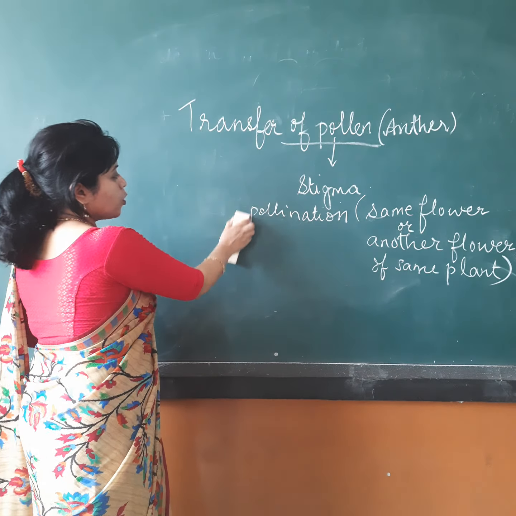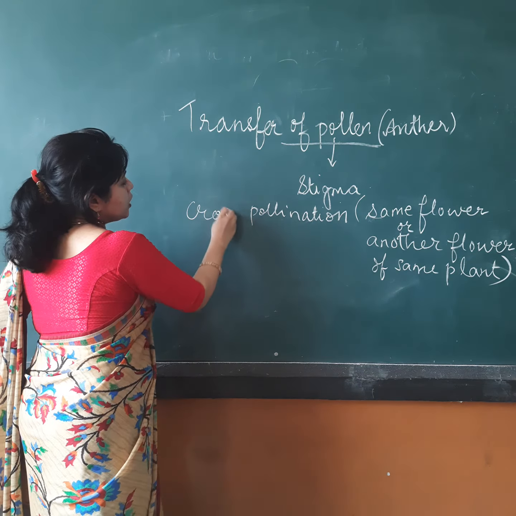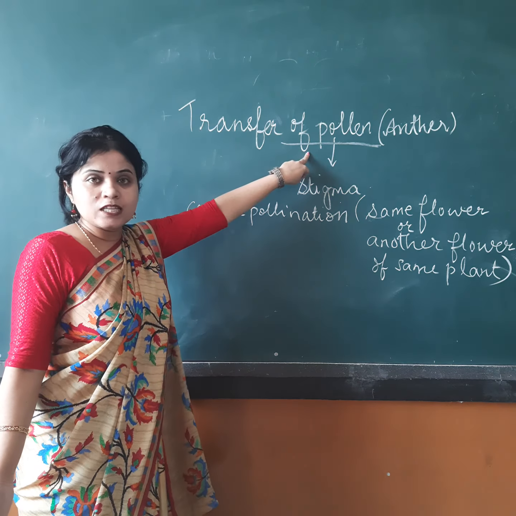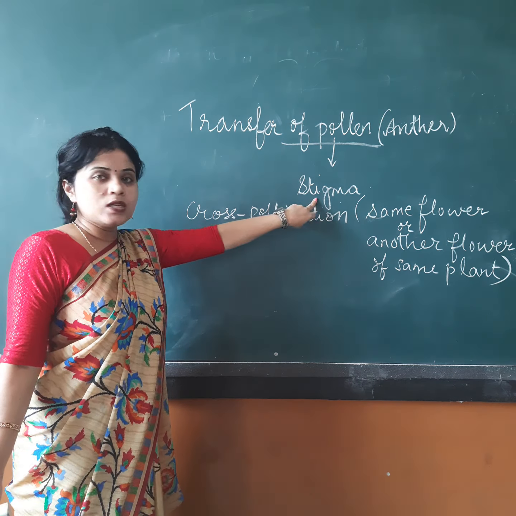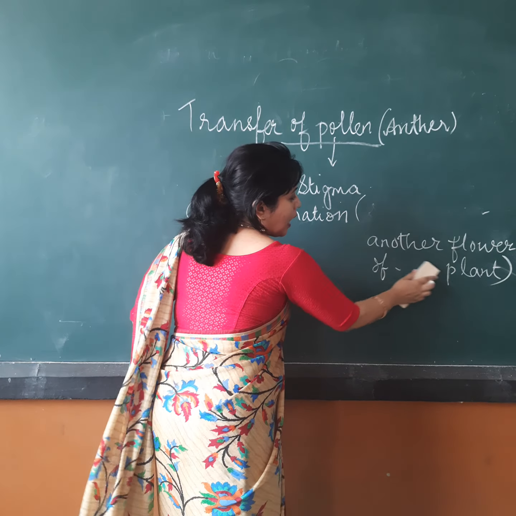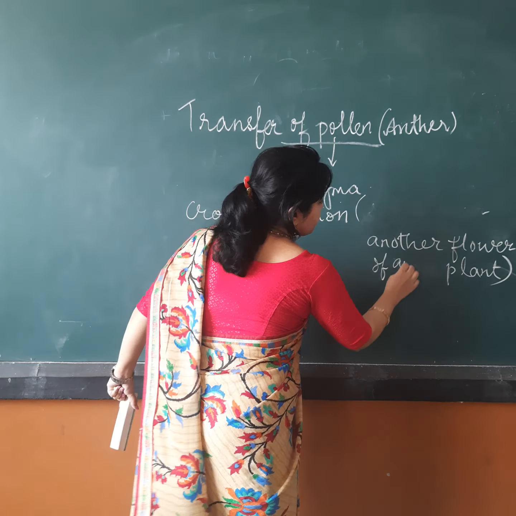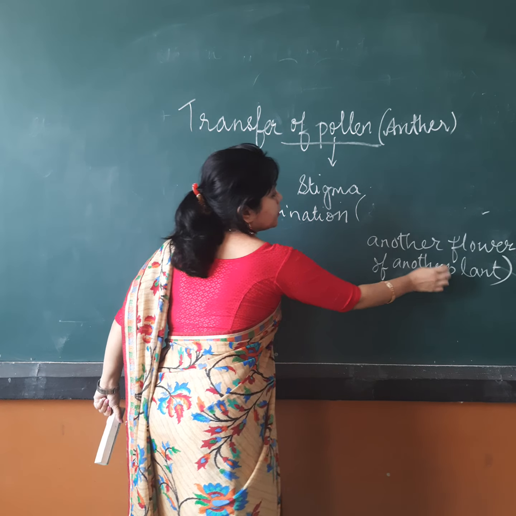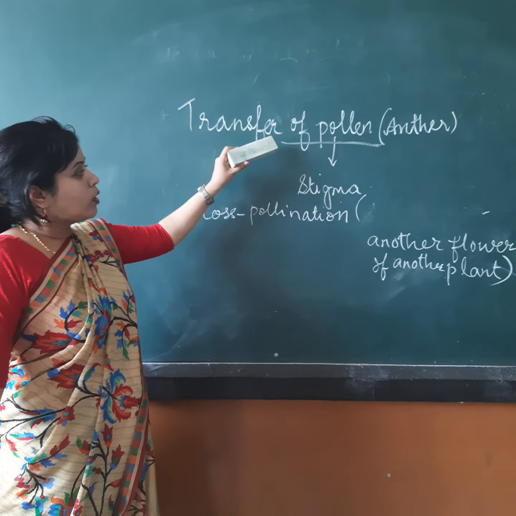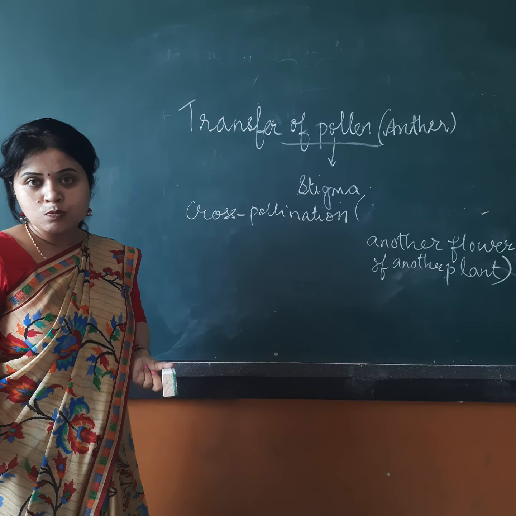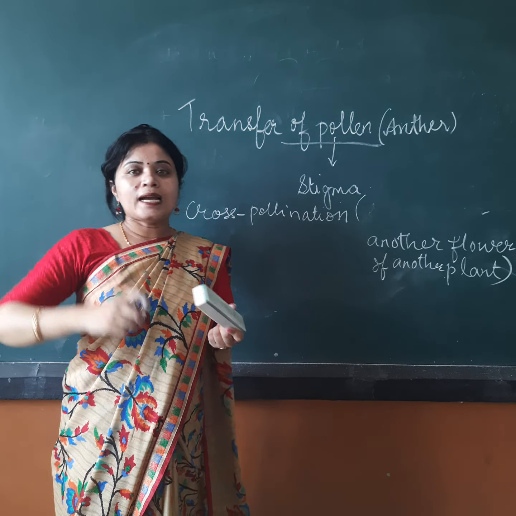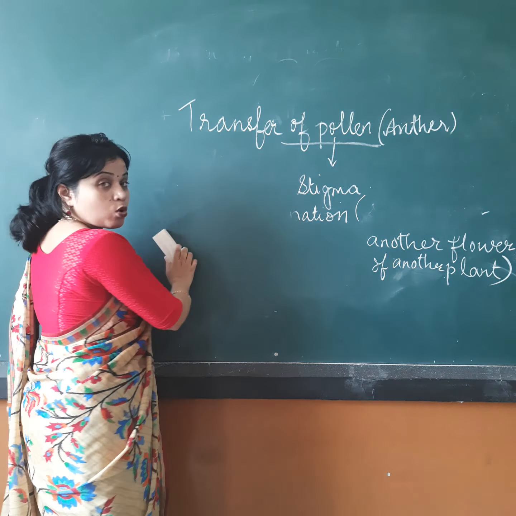Now we have cross-pollination, the next type of pollination. In cross-pollination, what do you find? The pollen grains are transferred from the anther to the stigma of another flower of another plant, but the plant will be of the same species. That is, the pollen grains and stigma belong to the same species of plant, but the flower is present on some other plant. So that is cross-pollination.